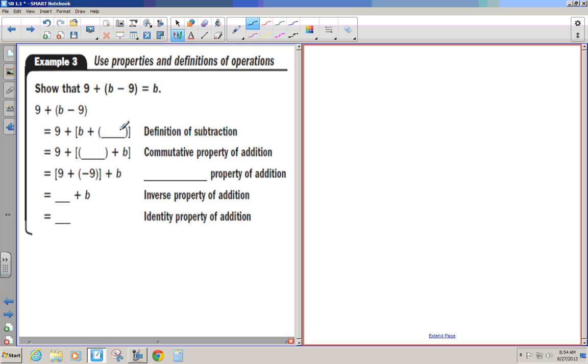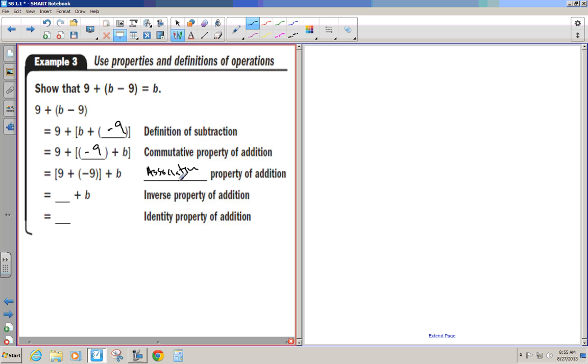So by definition of subtraction, 9 plus b minus 9, this is like adding negative 9. Okay. Then the commutative property says you can rewrite this however you want, in whatever order you want. And then the associative property says that you can do it again in whatever order you want. The inverse property says that 9 plus its inverse is 0. And then the identity property says that that's how that works.